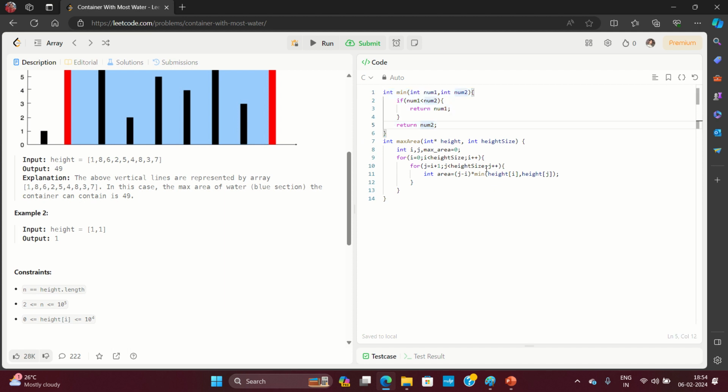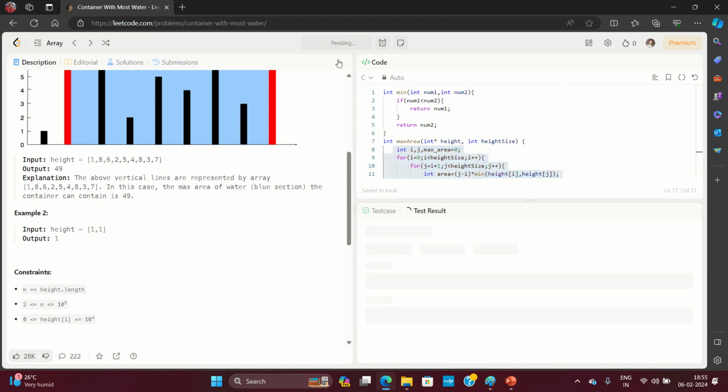Fine. And now, area is this, and if this area is greater than my present max area, then max area will store this: max area is equal to area, and finally we will be returning our max area. So yeah, that's all. This is our brute force approach. If we run this, it should give the correct output.